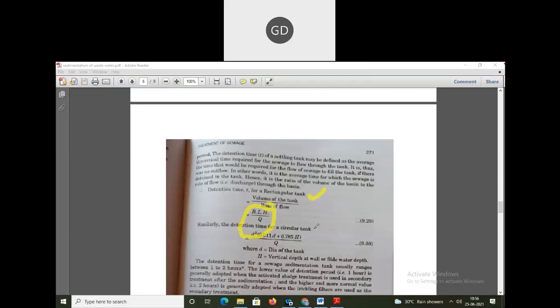Then, since we have two types of tank, rectangular and circular sedimentation tank, if in the question it is given for a circular tank, then you have to use this formula. Here small d is the diameter of the tank, and capital H is the side water depth, or you can say vertical depth at the wall. Now suppose the detention period is not given to you, then you can assume the detention time for the sewage sedimentation tank between 1 to 2 hours.